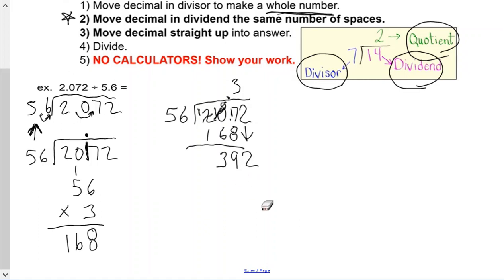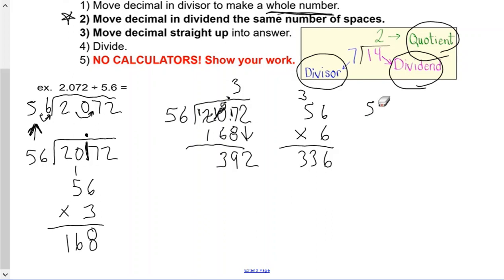392 is close to 400, and I know 50 times 8 would be 400, so I'm going to guess, I'm going to try 6. 56 times 6, and we get 36, carry the 3. 6 times 5 is 30, plus 3 is 33. Okay, that would work. But I think we might be able to get another group of 56 in there. So I'm going to try 7.